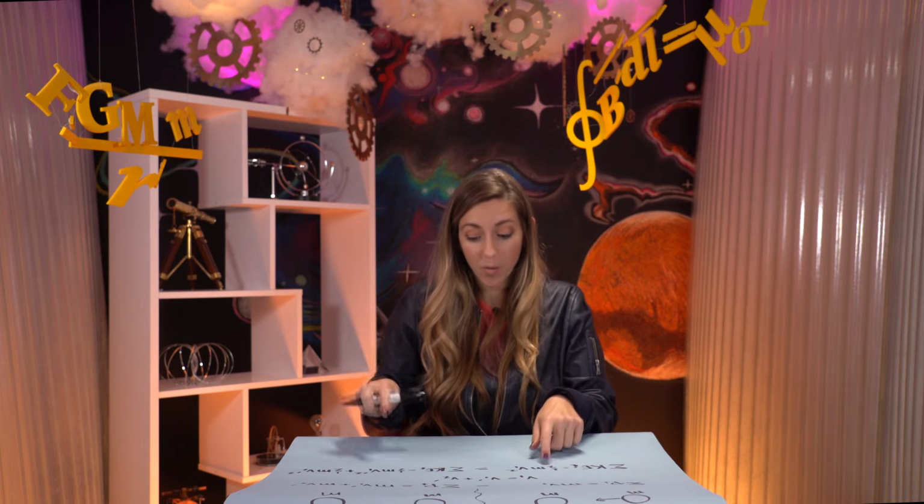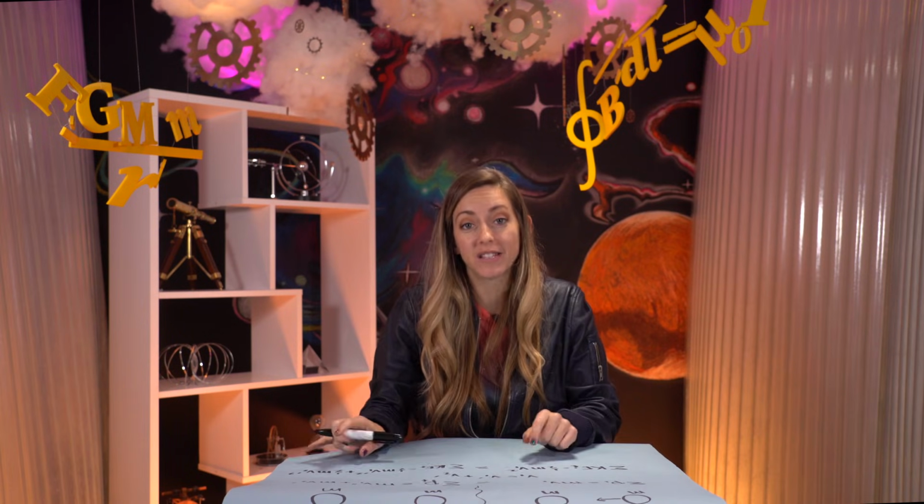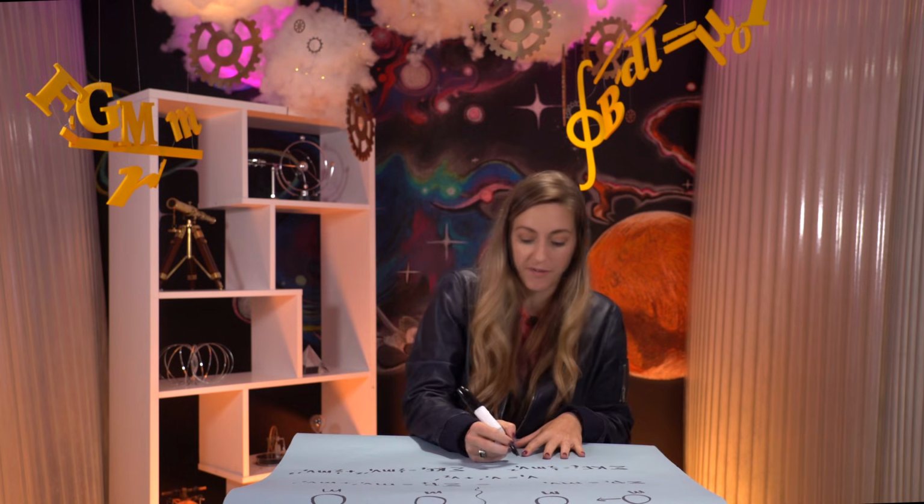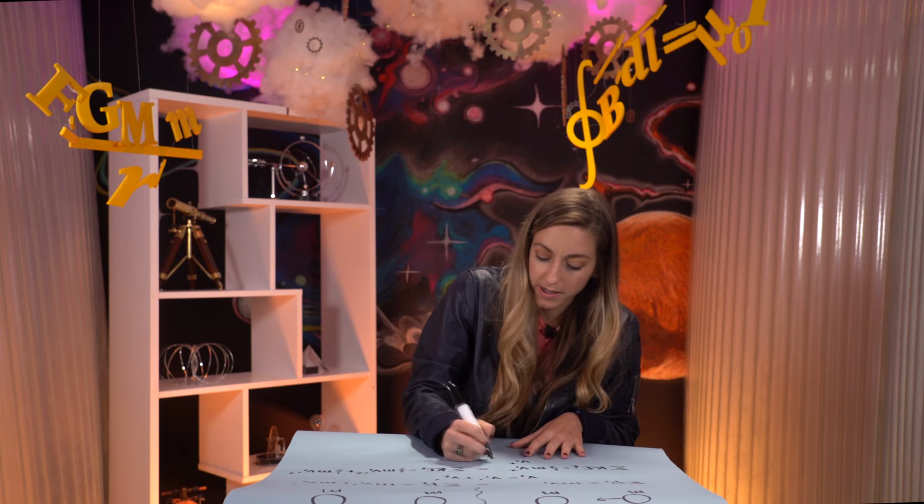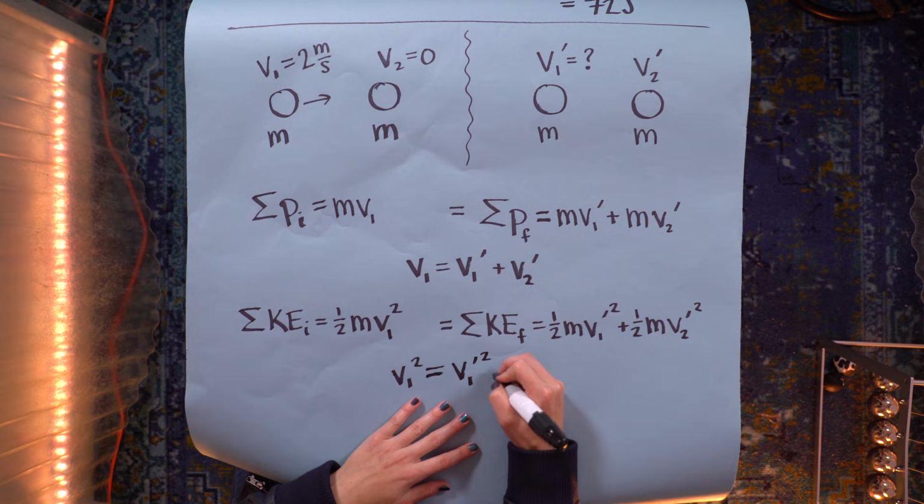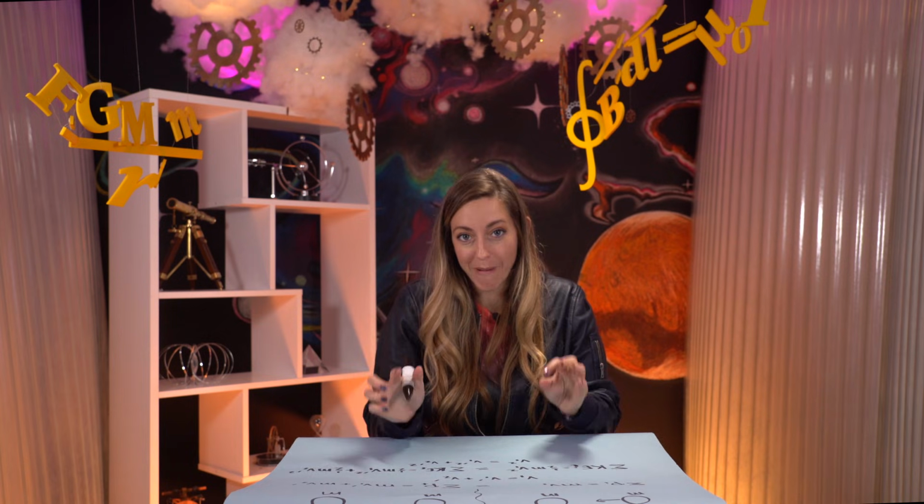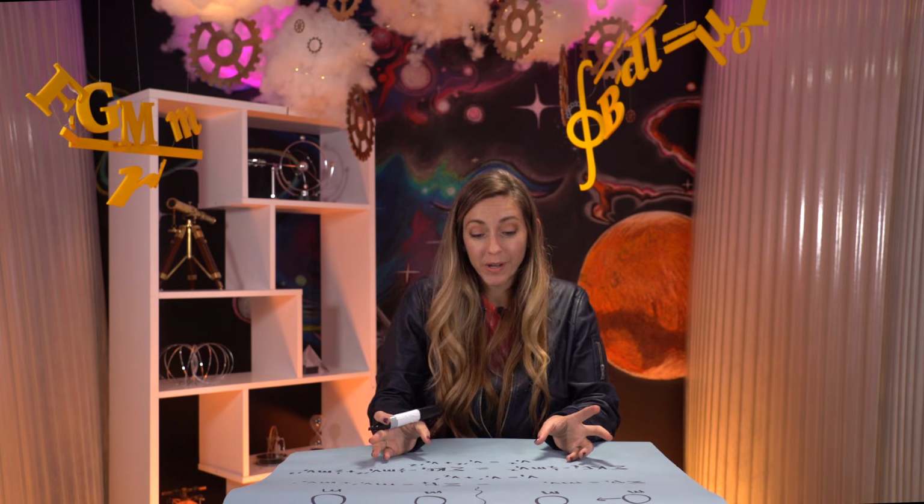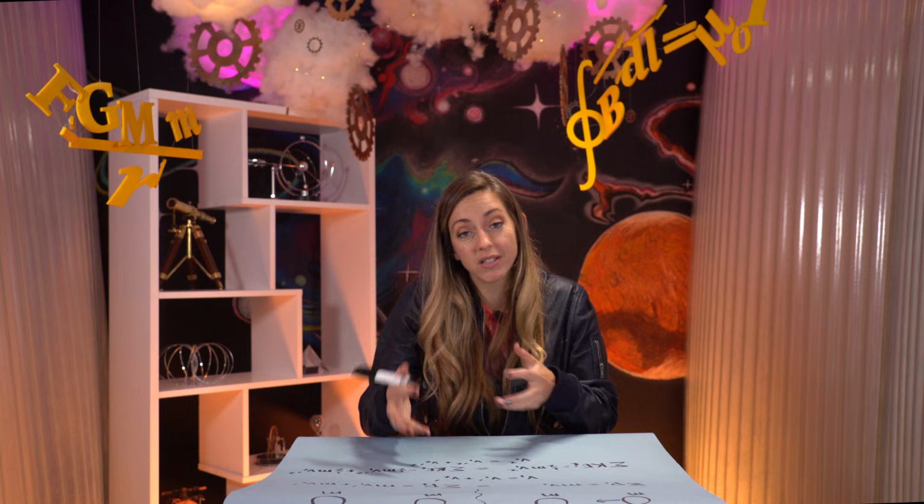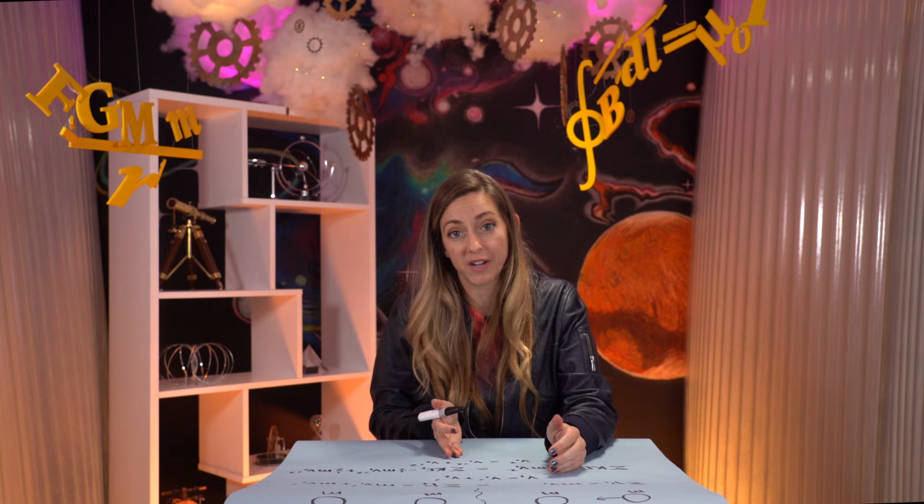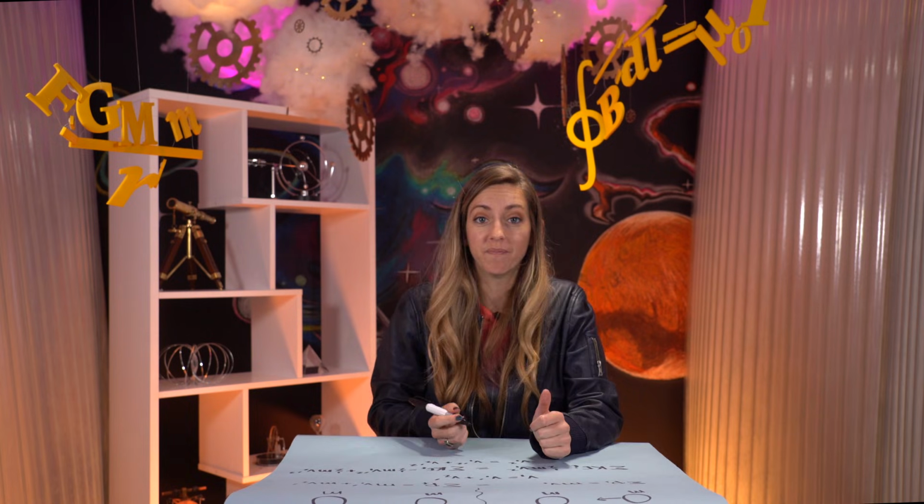And because we have a 1/2 and an m in every single term, we can just divide it out to simplify and get v1 squared equals v1 prime squared plus v2 prime squared. Again, this works because the pool balls have identical masses. Now we have two equations, the conservation of momentum one and the conservation of energy one, and two unknowns, the final velocities of the two balls.